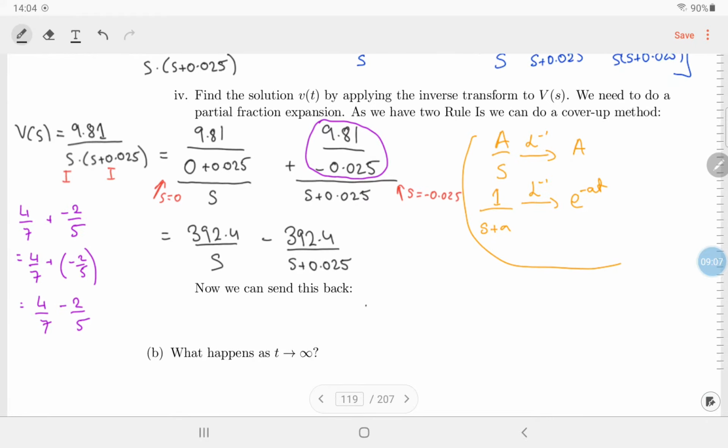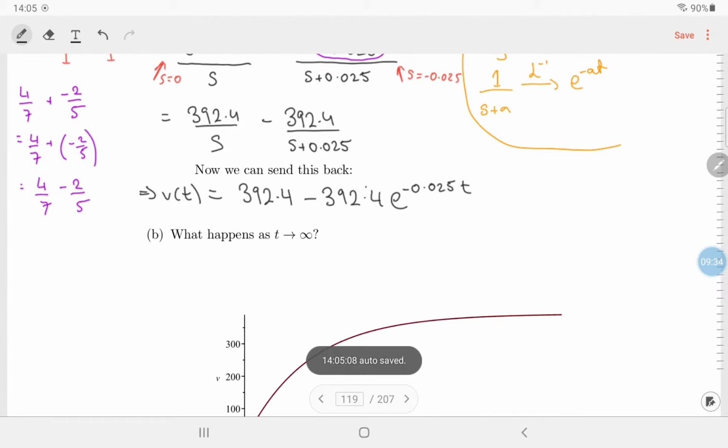Okay, and now both of these are in the tables. So we're going from big V of s back to little v of t. A constant over s goes back to the constant 392.4. And then the minus 392.4, you can fix that constant and you're left with 1 over s plus 0.025, which is e to the minus 0.025 t.